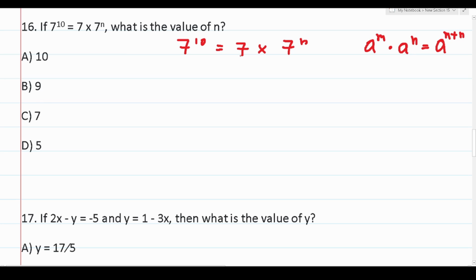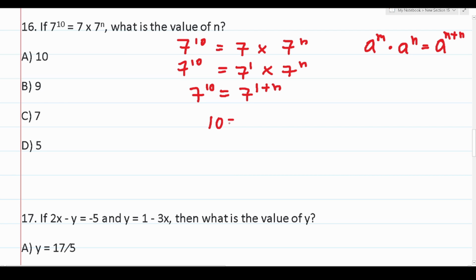As you can see, we have a base of 7 raised to some exponent. And in case it's not obvious, this 7 with no exponent is the same as 7 to the first power. Again, anything to the first power is just that number, so 7 to the first power is just 7. So in reality, this is 7 to the first power times 7 to the n. And according to the product rule, we can combine these to be 7 to the 1 plus n equals 7 to the 10th. You should be able to realize that 1 plus 9 equals 10. But in case that's not obvious, we can solve it like this.